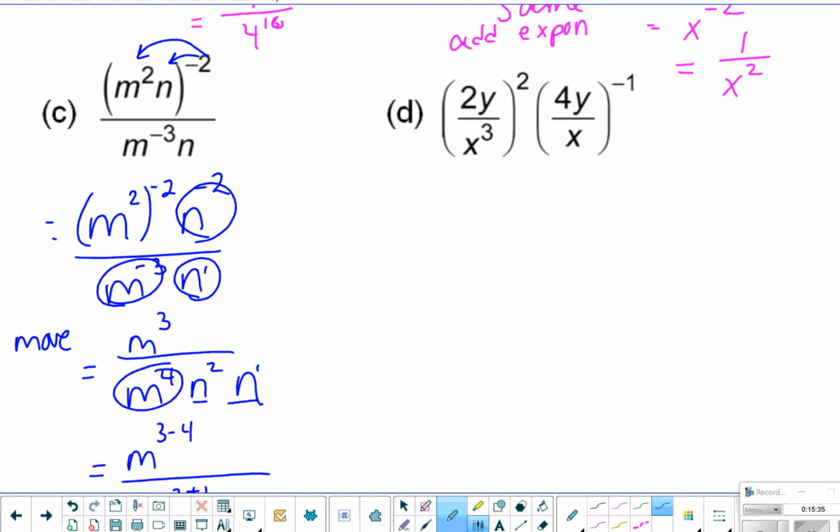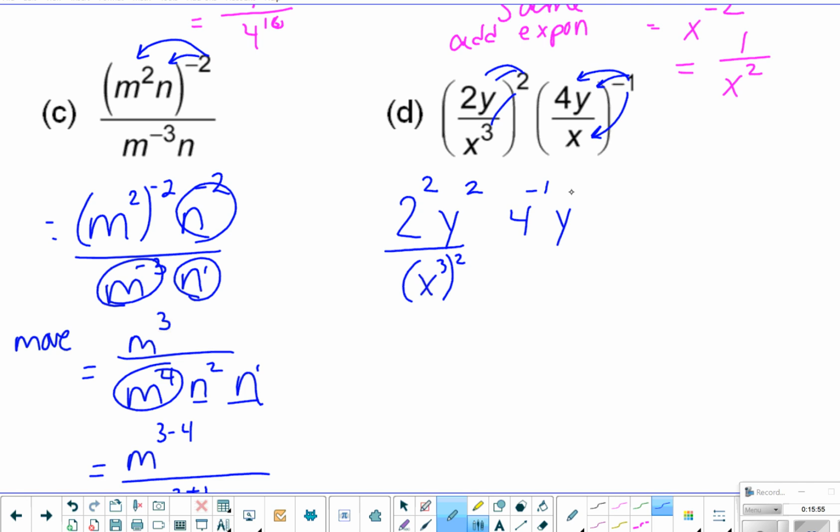All right, last one. Let's distribute, distribute, distribute. So 2 to the second, y to the second, x to the third raised to the second. Negative 1 goes to each and every term. So I'm going to get 4 to the negative 1, y to the negative 1, x to the negative 1. You can see there that everything is going to move on that second fraction. Top, bottom movement. All right, so let's just expand 2 to the second, we know is 4. We get a y squared. The bottom becomes x to the 6 because we multiply them.